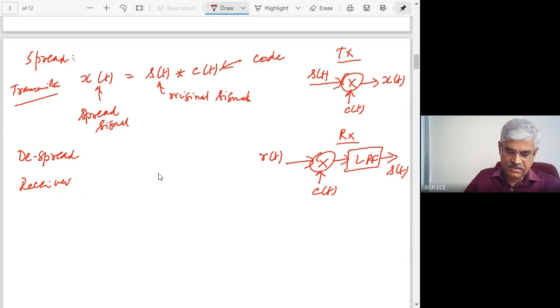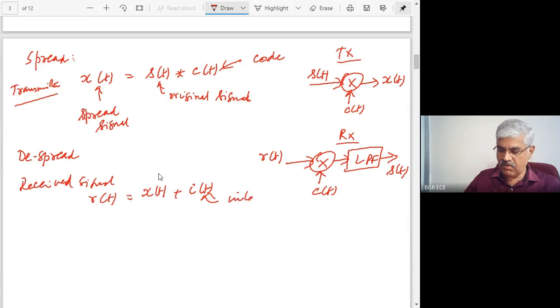So this is the received signal and that is the transmitted signal. The received signal r of t equals x of t plus some I of t. I call it I of t. This is the interference, jamming, or whatever you may call it. Okay. This is the r of t.